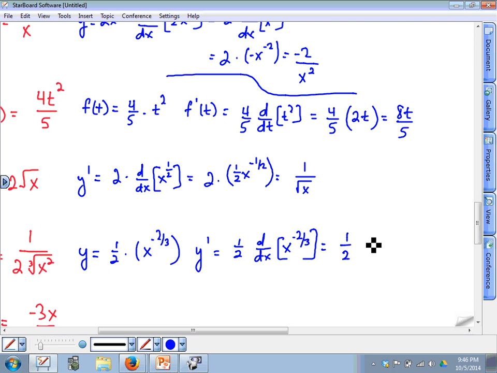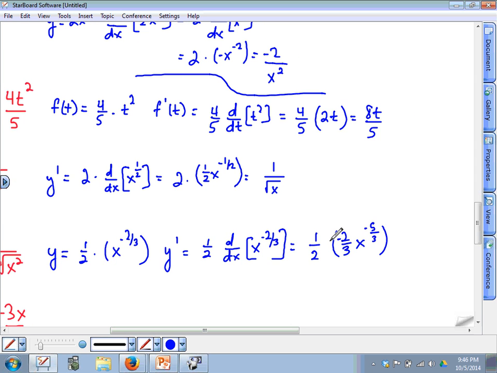So this equals 1/2. Now the derivative is going to be negative 2/3 x, and if you subtract 1 from negative 2/3, you're going to get negative 5/3 as an exponent. Okay. 1/2 times negative 2/3 is negative 2 over 6, which is negative 1/3. So this is negative 1 over 3. Now you can't have negative exponents, so this has to hop down to the bottom. X to the 5/3 as an exponent.